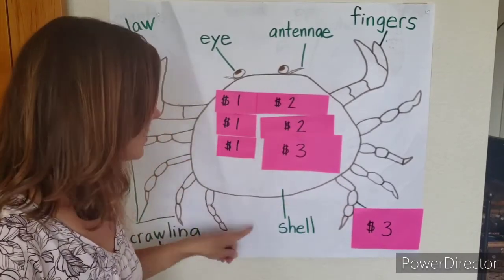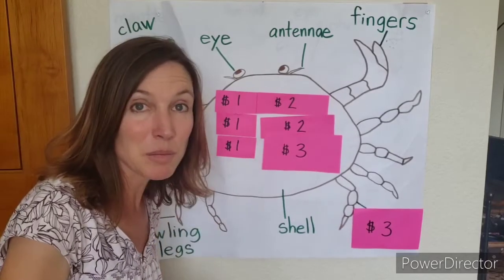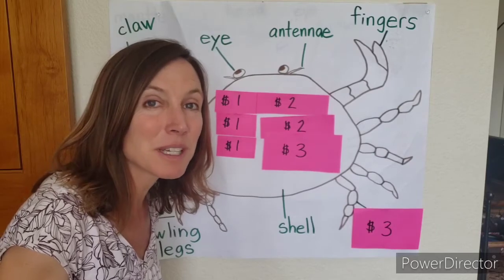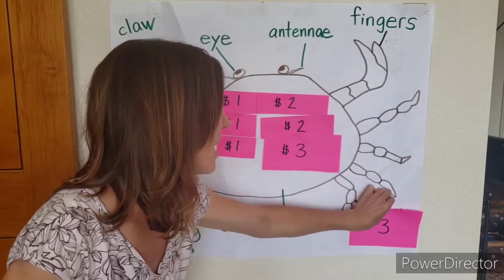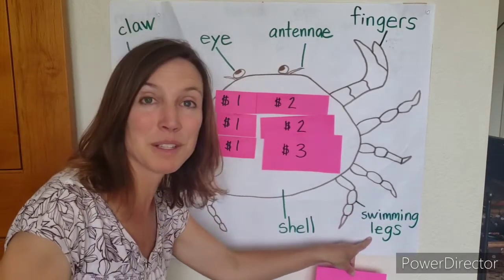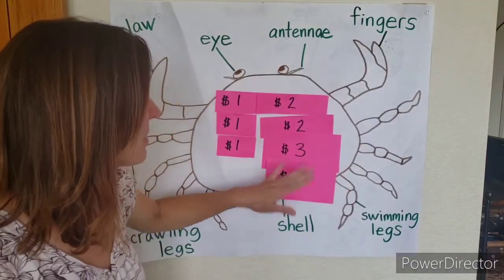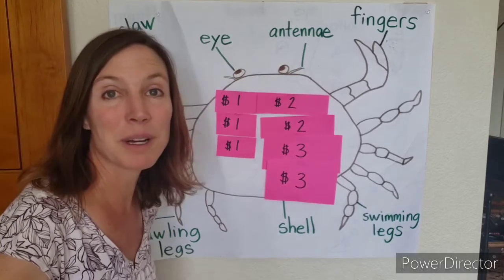These last 2 legs are smaller, but these 2 legs really help it in the ocean. So think, what do you have to do in the ocean? You have to swim. So these are swimming legs. Okay, so we finished. We figured out all of the body parts.